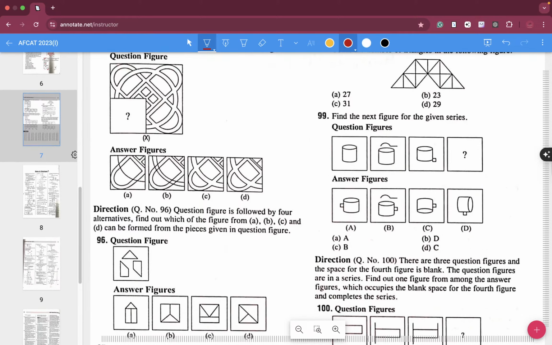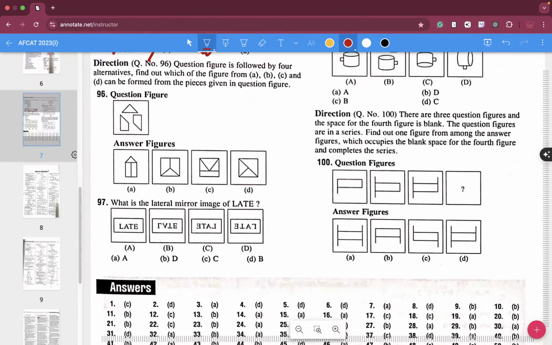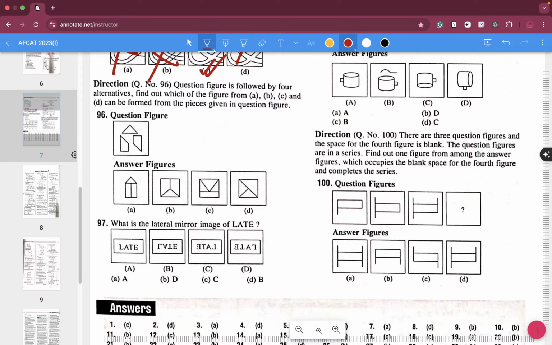What will come in the place of the question mark? A is definitely not your answer. D is definitely not your answer because of this. B is also definitely not your answer. The answer to this question 95 is going to be C. Easy. Now question number 96.